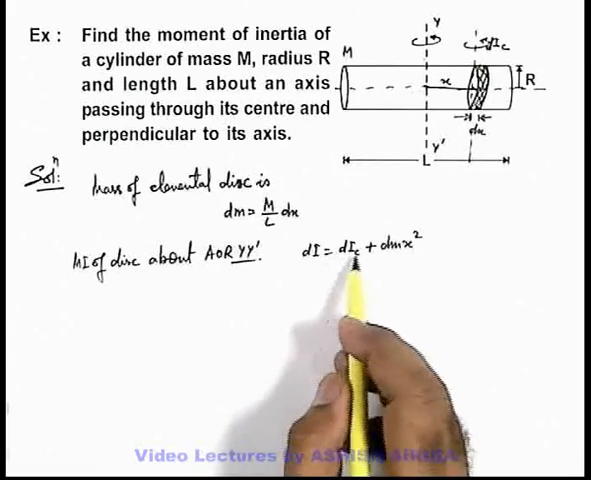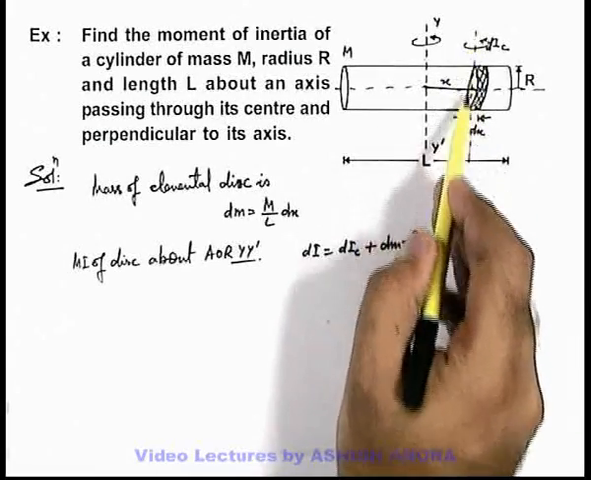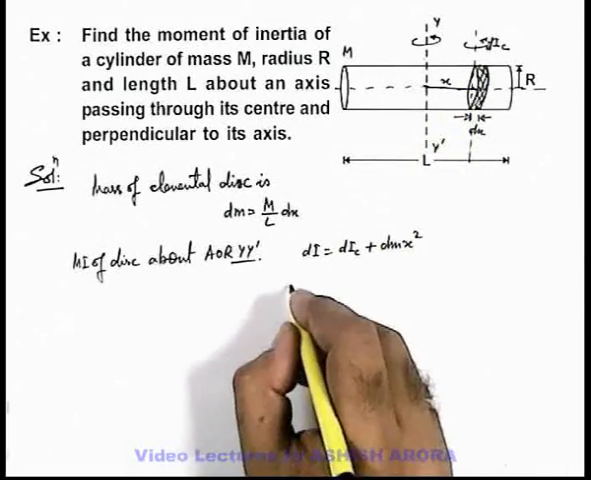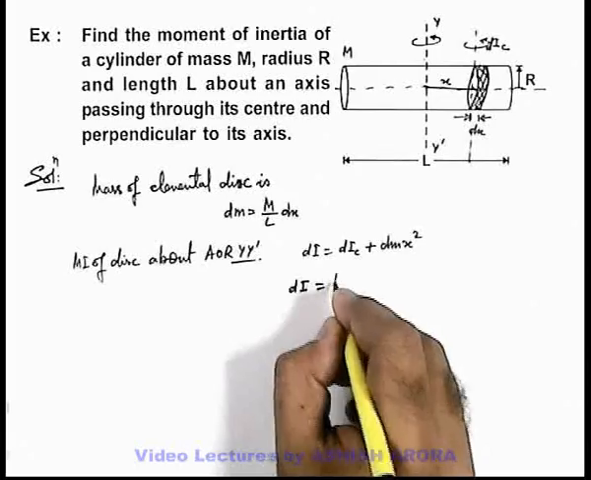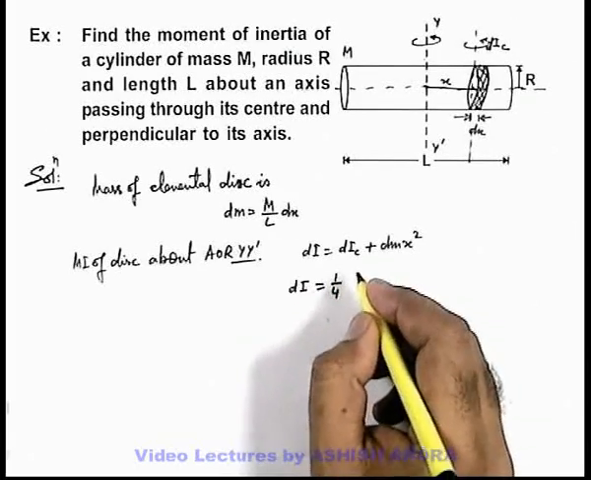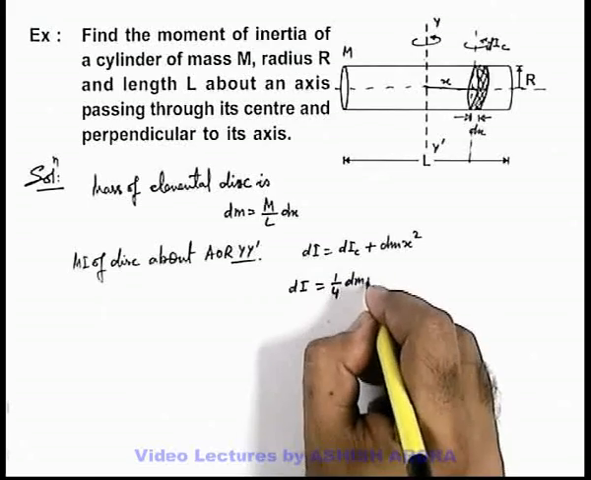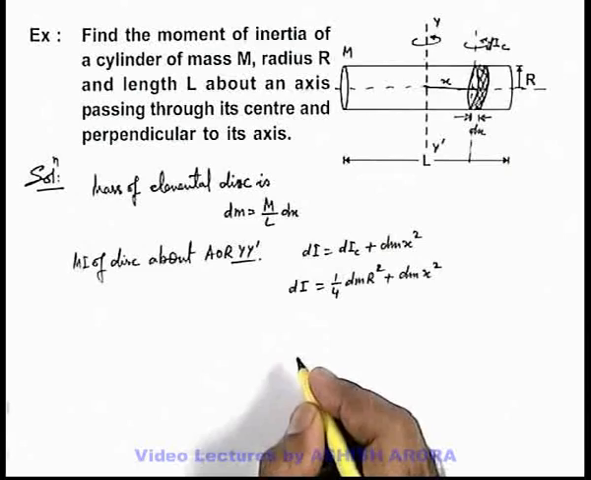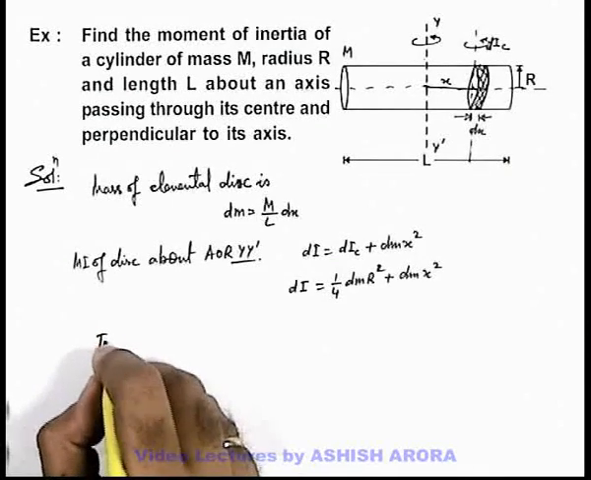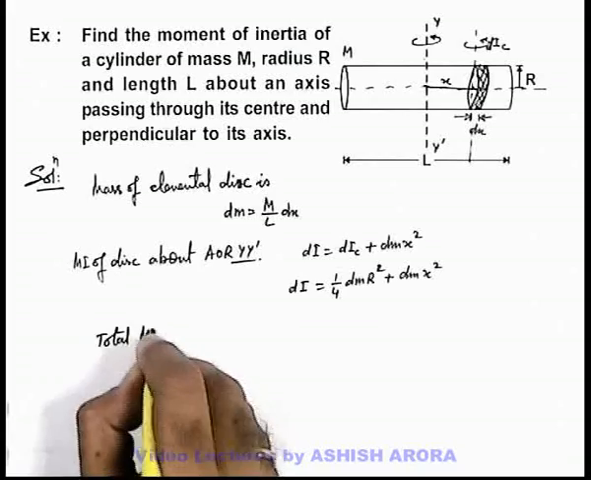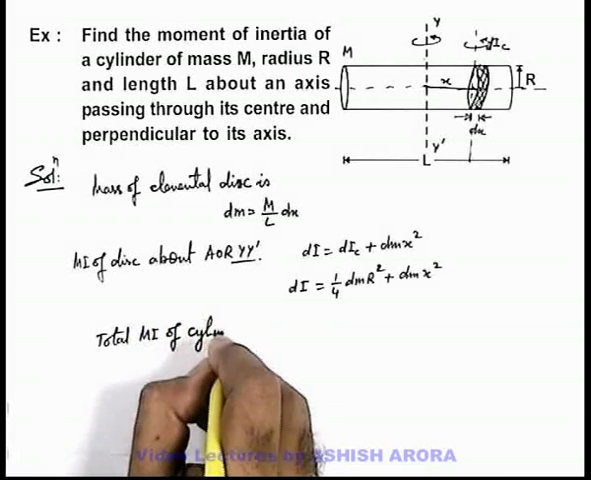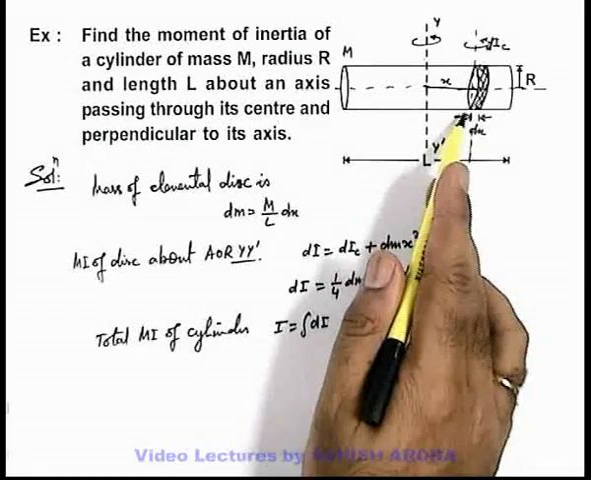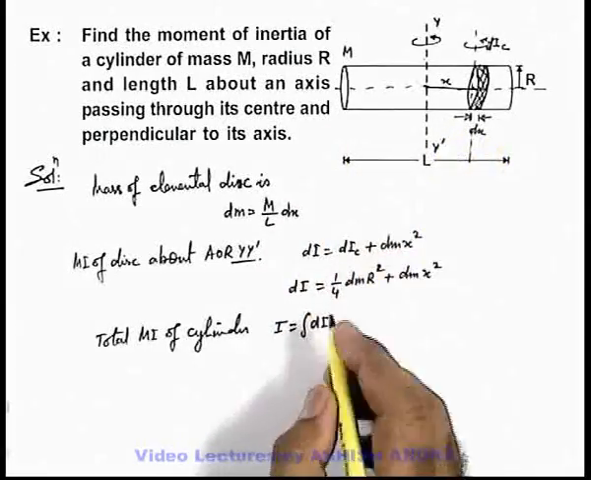Now dic is the moment of inertia of the disk about its diametrical axis. And we know for a given disk, the moment of inertia about the diametrical axis is given by 1 by 4 mr square, so this will be 1 by 4 dmr square plus dmx square. So in this situation the total moment of inertia of the cylinder can be given as integration of this di with the limits of x from minus l by 2 to plus l by 2.